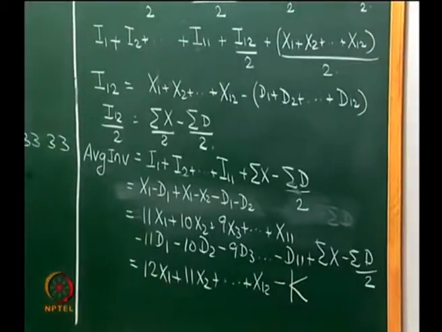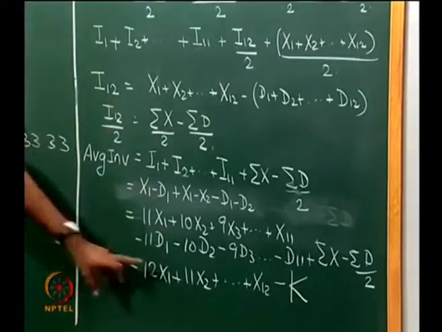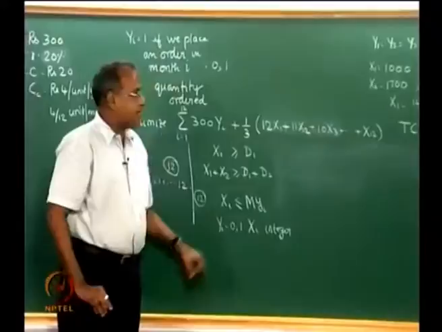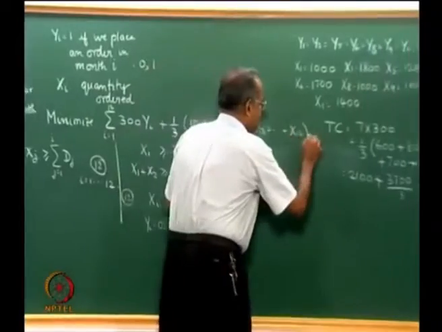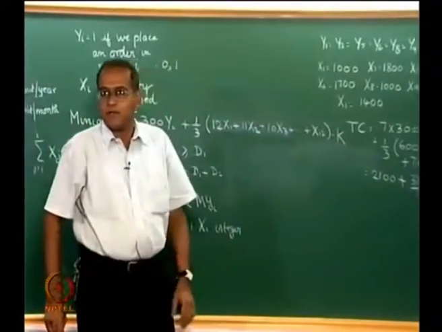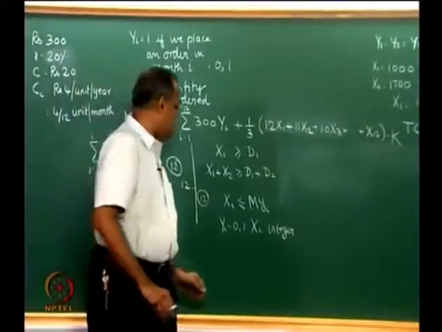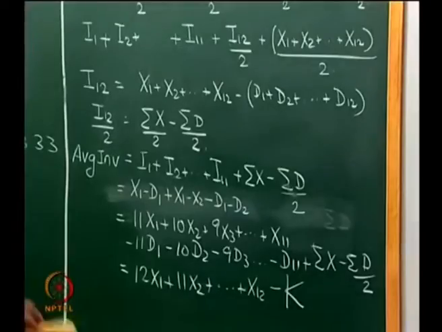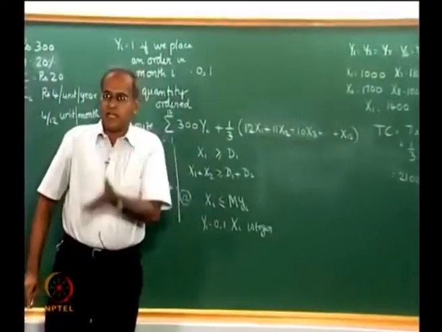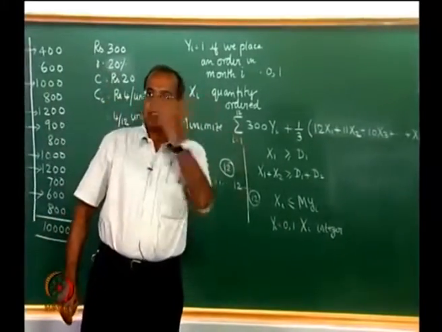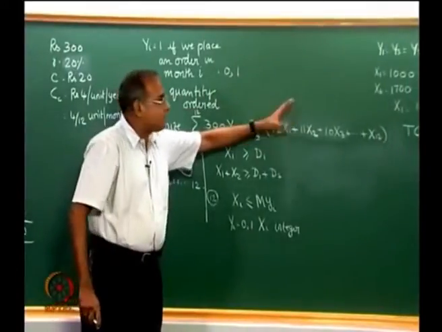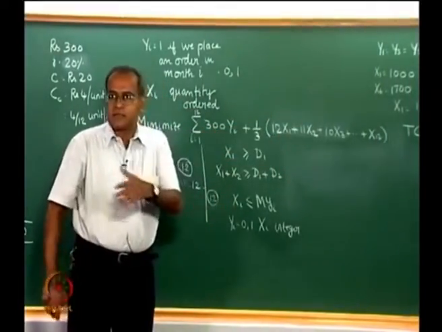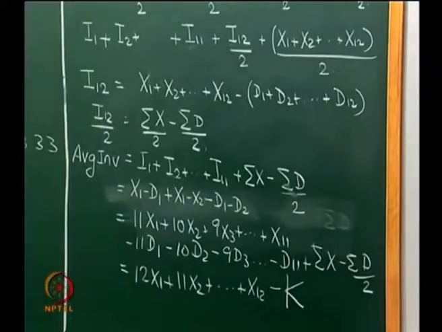So if we write the average inventory term and bring it back to this expression, we should write 1 by 3 into 12x1 plus 11x2 plus 10x3 up to x12, minus some very big constant k. Based on the same idea, we can remove this constant and solve it. So as far as the optimization is concerned, even when we look at average inventory, which is taken as beginning inventory plus ending inventory divided by 2, we get the same optimization problem, except that the constant that we are subtracting is slightly different.